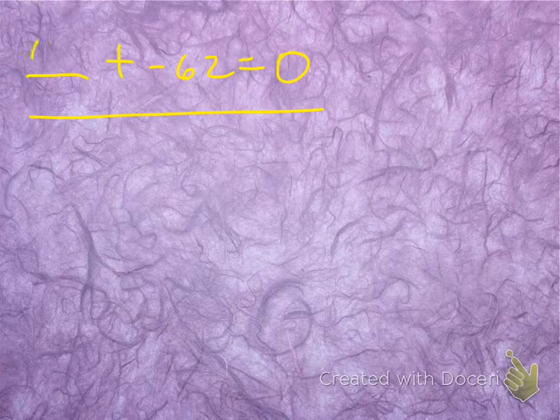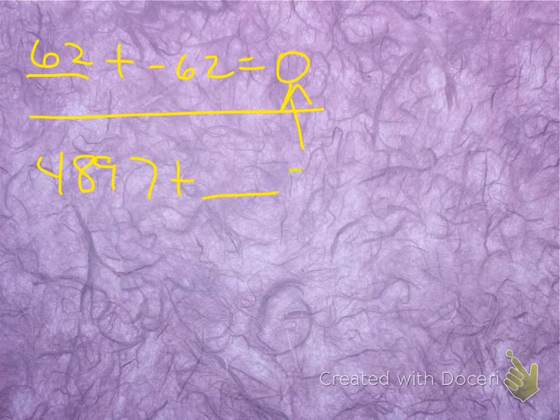62. And based on these properties that we just did, which property would it be? The inverse property. Yes, because it equals 0. Right. Okay. So if I had 4,897 plus what equals that same 4,897? 0. And then what property is that? The identity property. That's right.